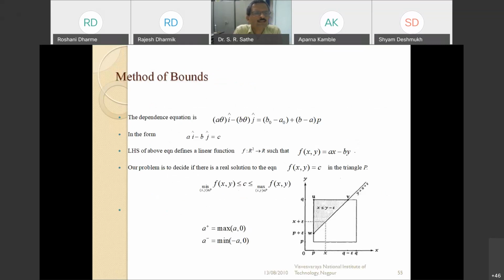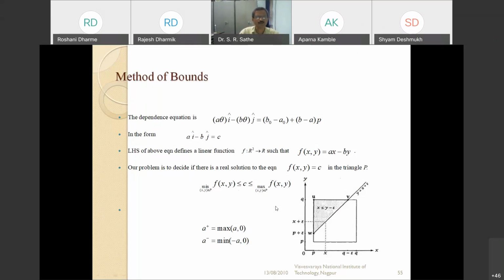What does it say? The dependence equation I have written: a theta I caret minus b theta j caret is equal to the right hand side, in the form a i caret minus b j caret equal to c. So this defines a function which is R square maps to R, that is real to real. F of x, y is ax minus by. Okay. So now our problem is to decide if there is a real solution to the equation f of x, y equal to c in the triangle P.